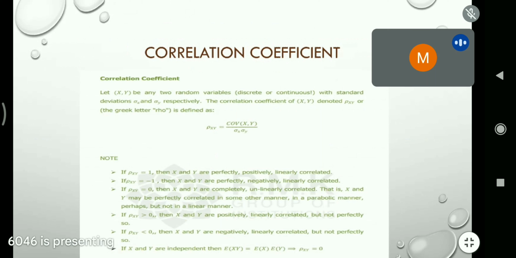If rho xy is greater than 0, then x and y are positively linearly correlated but not perfectly so. If rho xy is less than 0, then x and y are negatively linearly correlated but not perfectly so. If x and y are independent, then mean of xy equals mean of x into mean of y, that is, rho xy equals 0.